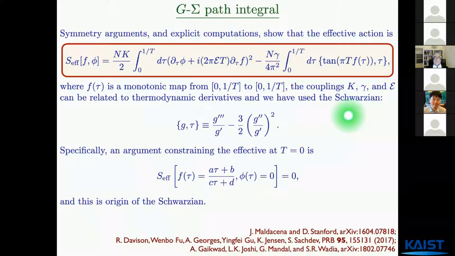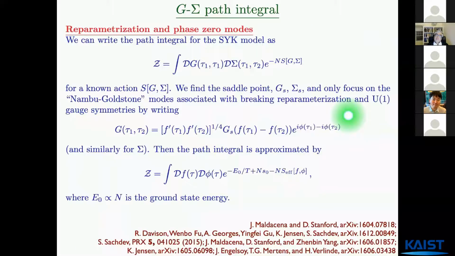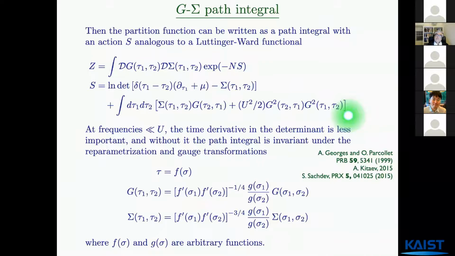I also have a naive question. So you said that because of the reparameterization symmetry, there are many solutions, even though we are interested in only one case where the Green's function is proportional to a function of tau 1 minus tau 2. And the other solutions are generated by PSL2R. So are they simply unphysical, or is there any physical interpretation for them?